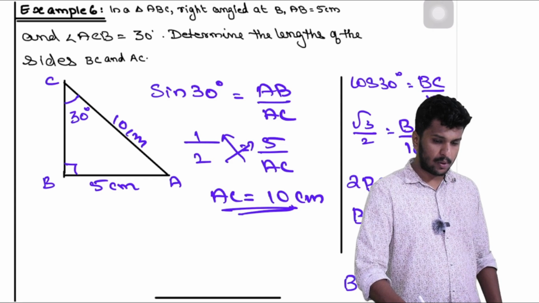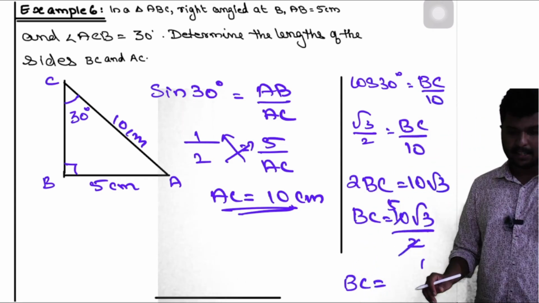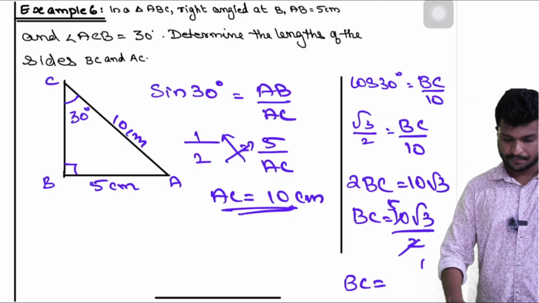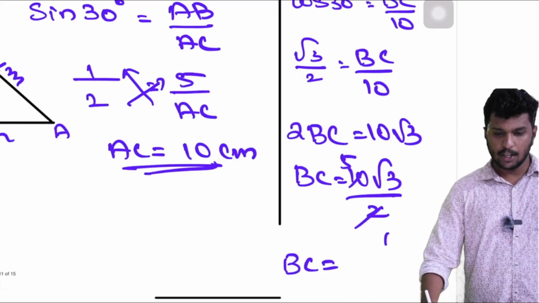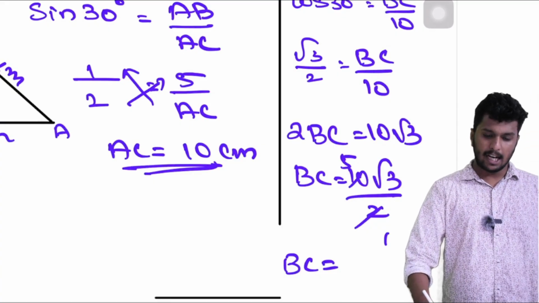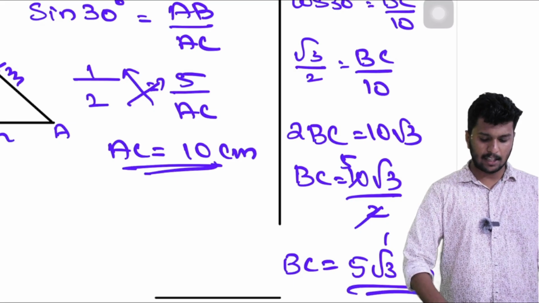So BC equals what? Oh, I'm sorry, I'm covering it. Yeah, so BC is equal to what? BC equals 5 root 3 centimeter. That's how you find it.